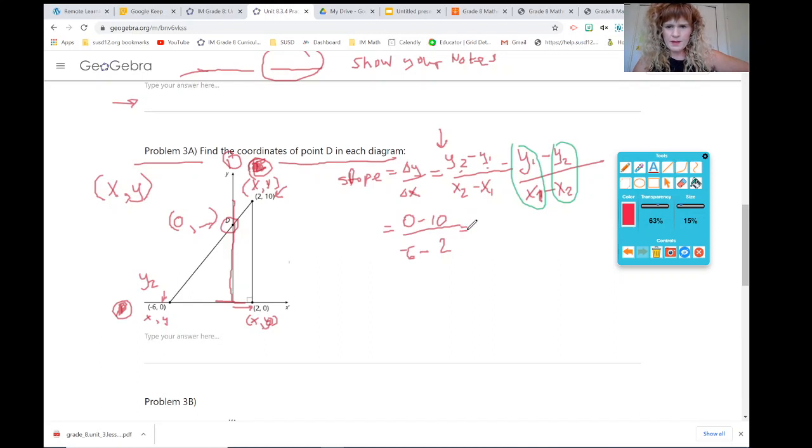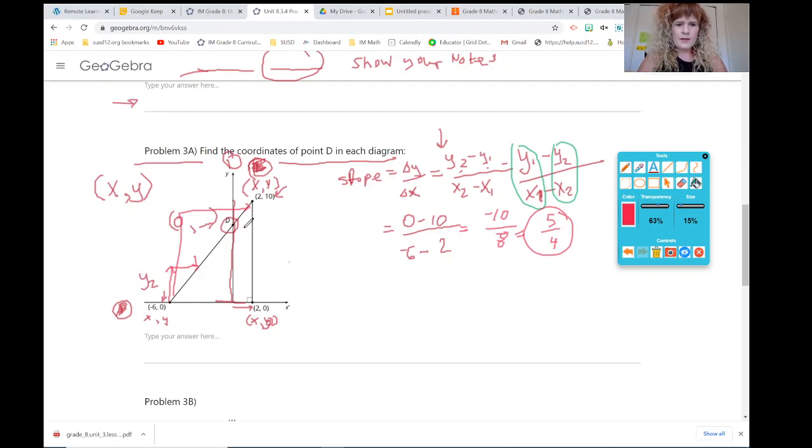Okay, so do the math, and we get -10. -6 minus 2 is -8. And when you reduce that fraction, what do you get? 5/4. That's what you get. It means the line goes up 5 units and over 4 units in a proportional way. Maybe it goes up 10 units and over 8 units, whatever. Okay, now we know the slope of the line.